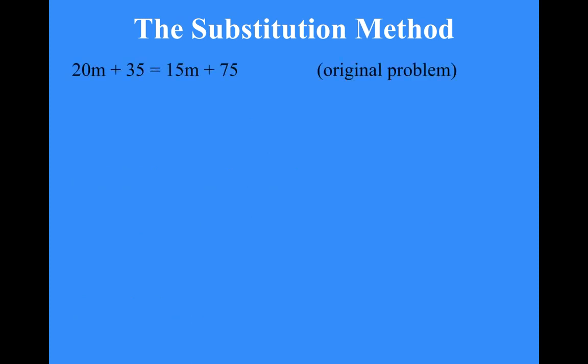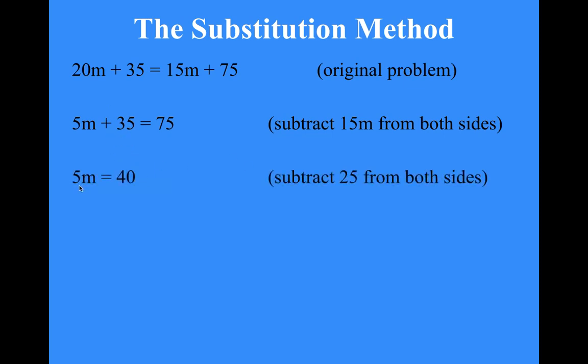So my original equation is 20m plus 35 equals 15m plus 75. First thing I'm going to do is subtract 15m from both sides. I'm going to get 5m plus 35 equals 75. Now, remember, my goal is to get the variable by itself. I'm going to get rid of this 35. How do I get rid of it? I'm going to subtract it because it says plus 35. So to get rid of a positive 35, you subtract 35 from both sides. I get 5m equals 40.